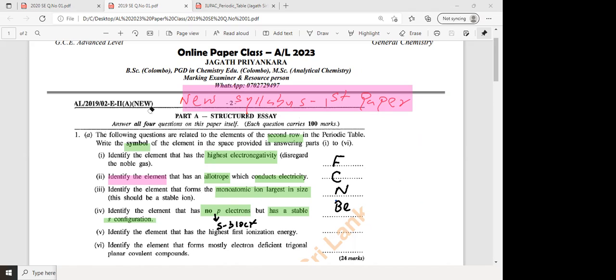Then next one, identify the element that has the highest first ionization energy. Very easy. So O level students also can give the answer for this 2019 new syllabus first paper. Always when they introduce a new syllabus, the first few years' papers are very easy. So I don't think you will ever find this type of easy question in 2000 to 2010 and until about 2016-17. No. They are harder than this. If you want, you can check the past papers.